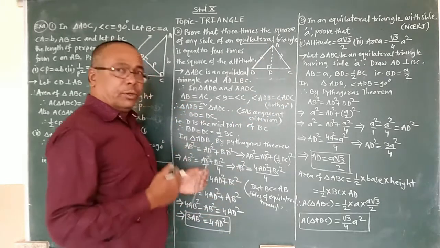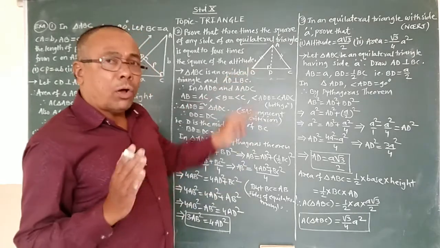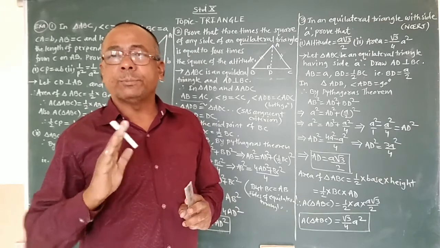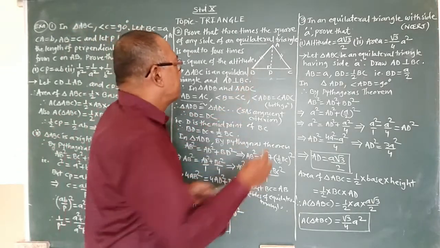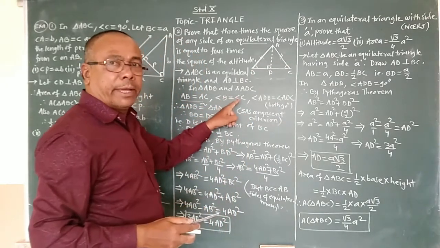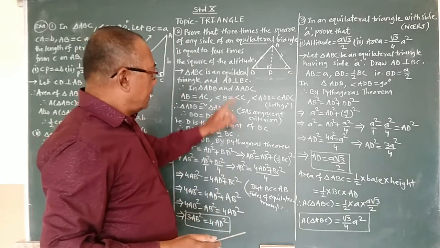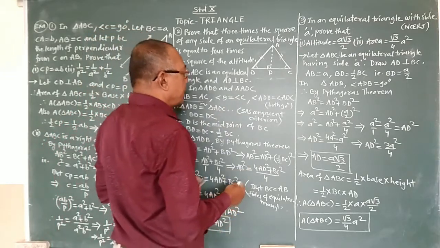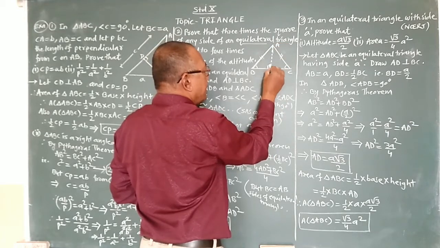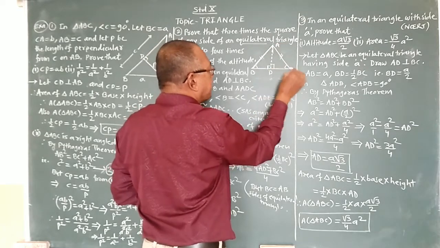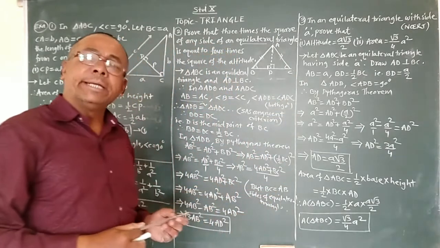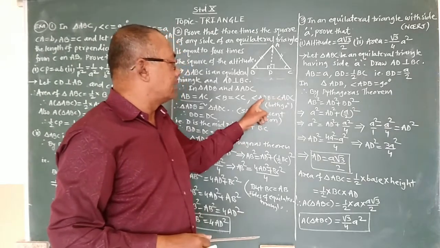Similarly, we know that all the angles of the equilateral triangle are of 60 degrees, means all the angles are equal. So we can write here angle B equal to angle C. Also here it is given that AD is perpendicular, so angle ADB is 90 degrees. Similarly, angle ADC is also 90 degrees. Means both the angles are of 90 degrees. So the corresponding angles are equal.